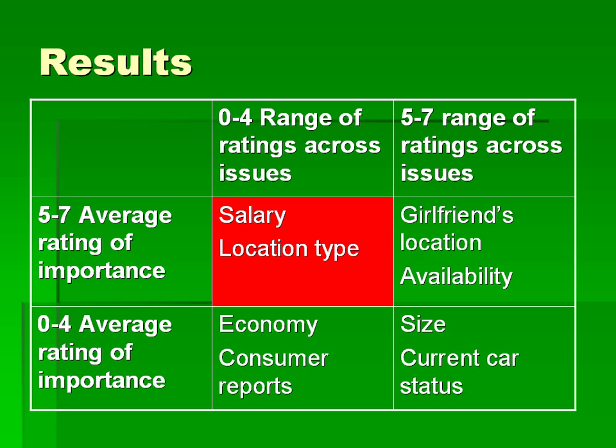Thus, for Logan, information on the salary and location type are essential and should be collected now. His girlfriend's location and the availability are important on most issues, and a method for data collection should be planned now for these information items. The information items of size and current car status are important on some issues, and this information should be collected when needed. Information on the economy and consumer reports are low priority items for Logan's future decisions, so they should be ignored.